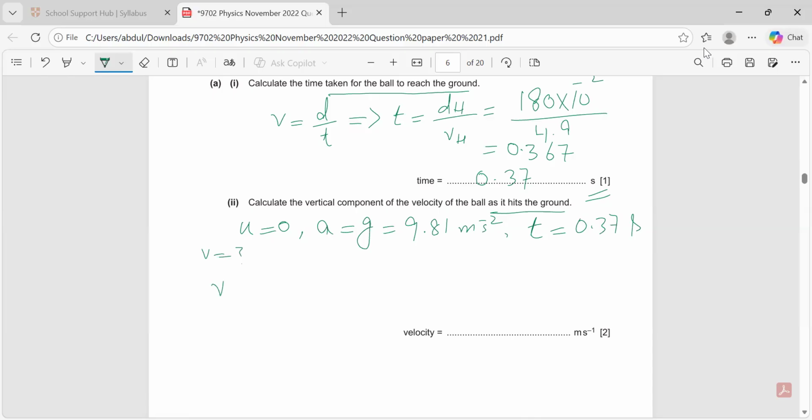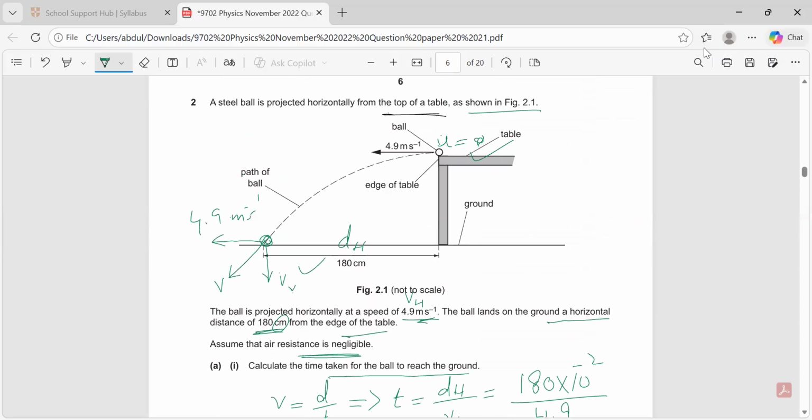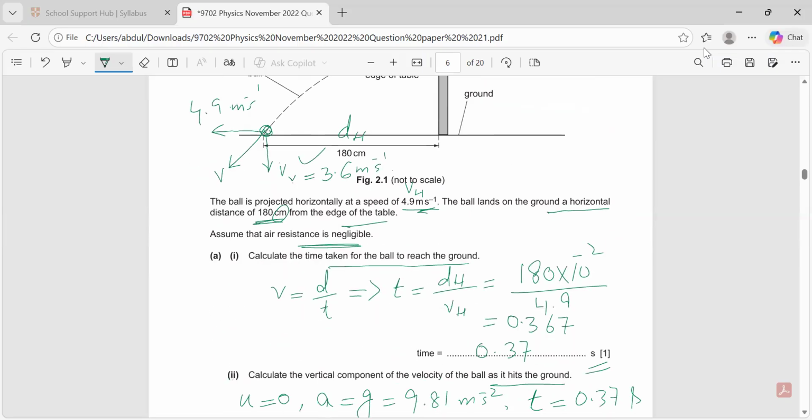So simply the first equation of motion, because it is falling with constant acceleration. So v is equal to u plus at. u is 0, dear sons. a is equal to g, which is 9.81, times t, that is 0.37. So as we simplify it, we are getting our answer after rounding it off to be 3.6 meters per second. Now see, before we were already having 4.9 meters per second. So vertical component of velocity is now 3.6 meters per second.